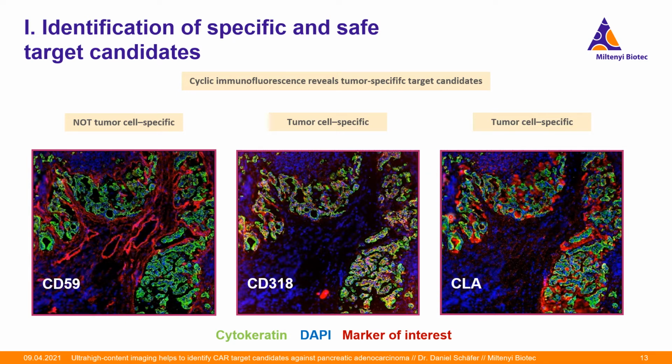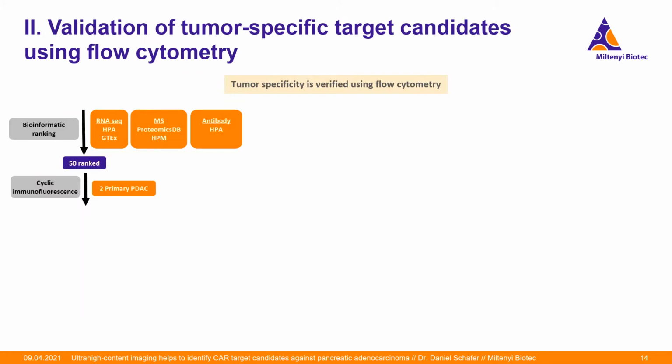This is the case for CLA, for example, where you have green, the marker of interest is nicely co-aligned with the tumor cells. Also co-expressed, but to a much lower extent, is CD318. As you can see here, the red color is less bright, and please keep this in mind because it will become important on the next slide.